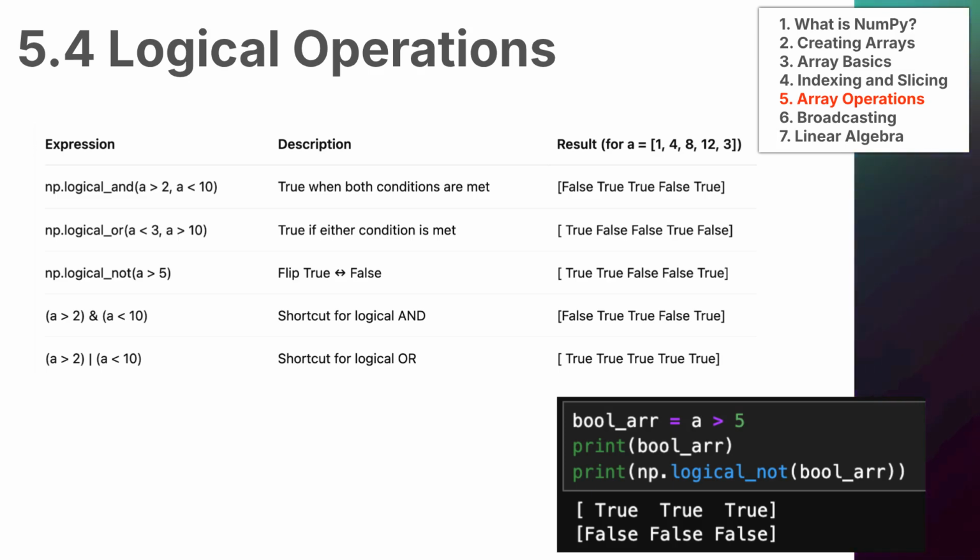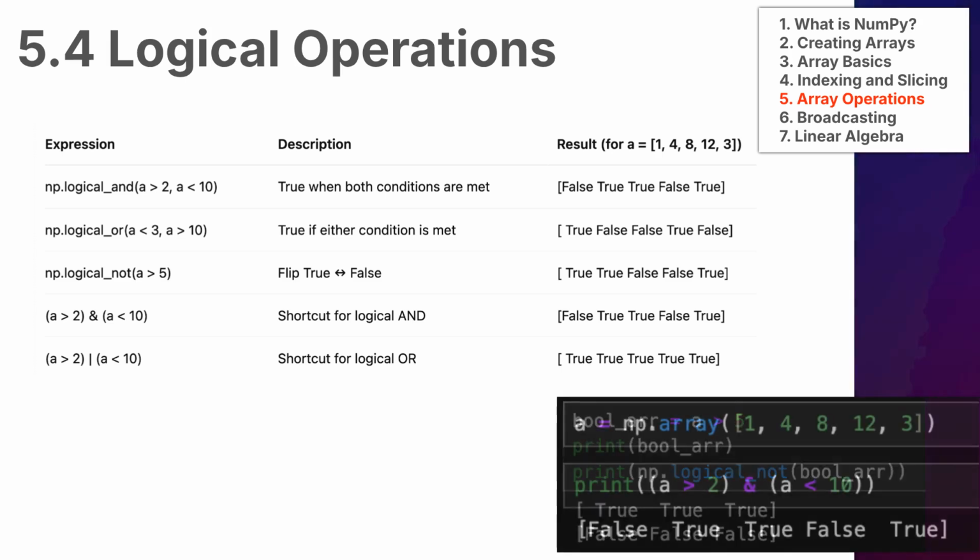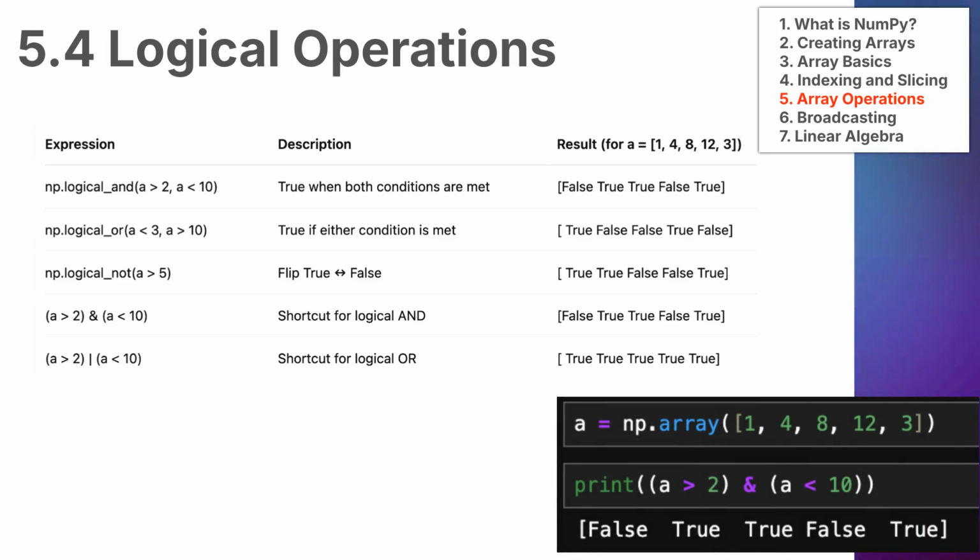Next, the last two are the shortcuts of AND and OR. For example, you can write something like this. These are simpler and easier to read.